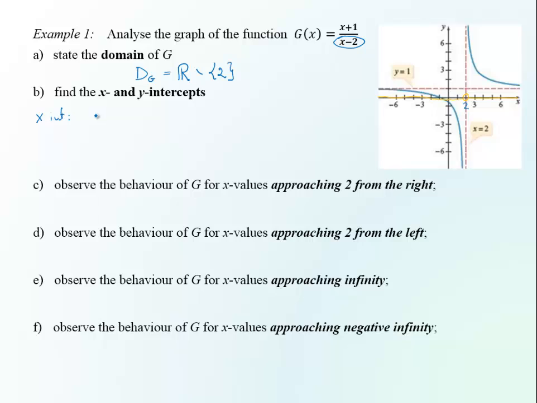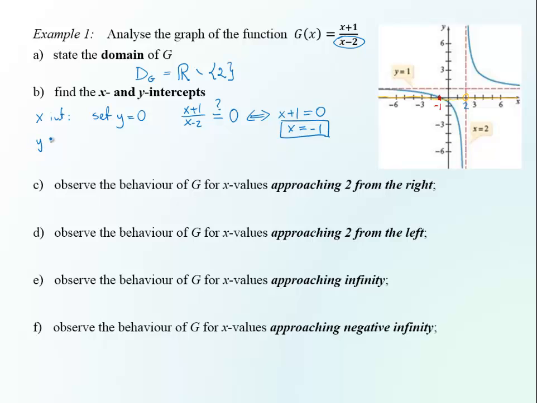Well, to find x-intercept, we set y equals 0, which means the g of x is 0, and we're trying to solve equation x plus 1 over x minus 2 equals 0. Obviously, a fraction is 0 when the numerator is 0. It does not depend on the denominator at all. So this is 0 when x is equal -1. Therefore, -1 is our x-intercept. And yes, we see -1 to be here, and the graph crosses this point.